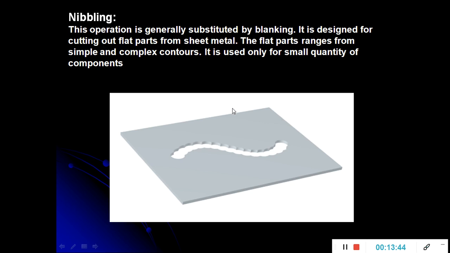Here also the workpiece is held on a die, and a punch of the required size continuously applies force on different positions of the sheet metal in such a way that all the holes overlap each other to produce complex contour shapes, which is known as a nibbling operation.